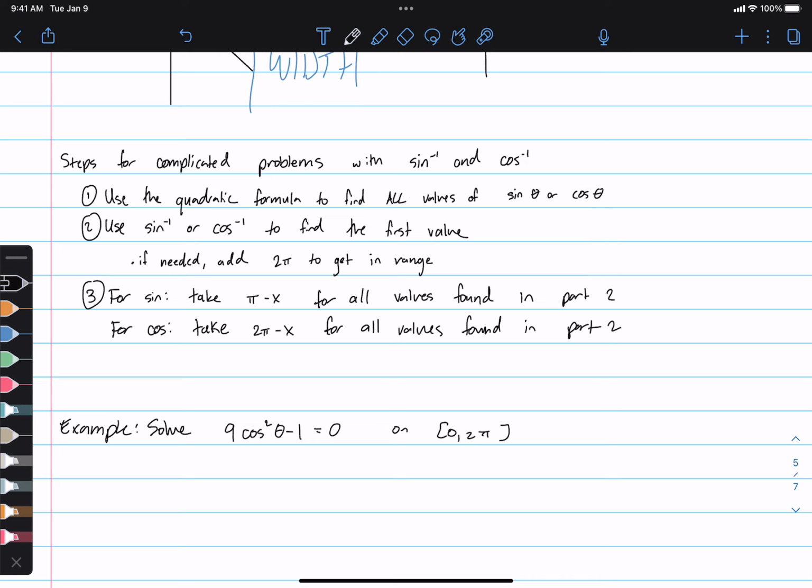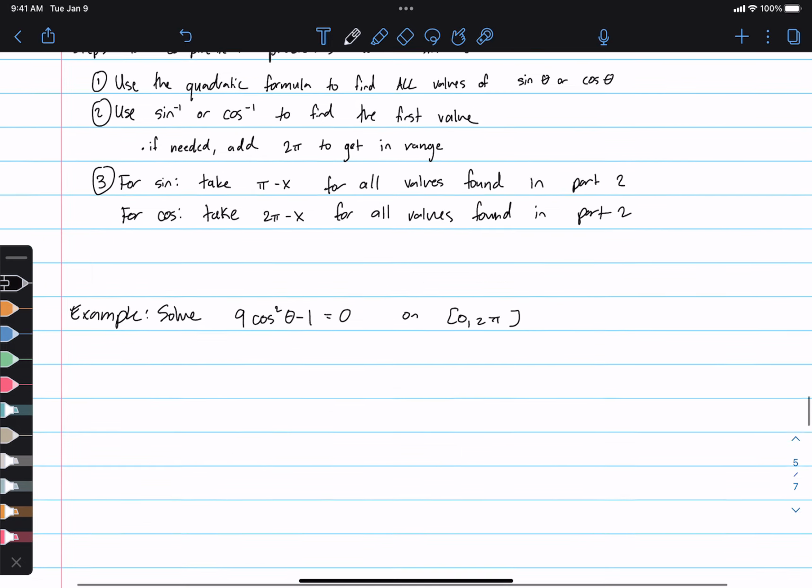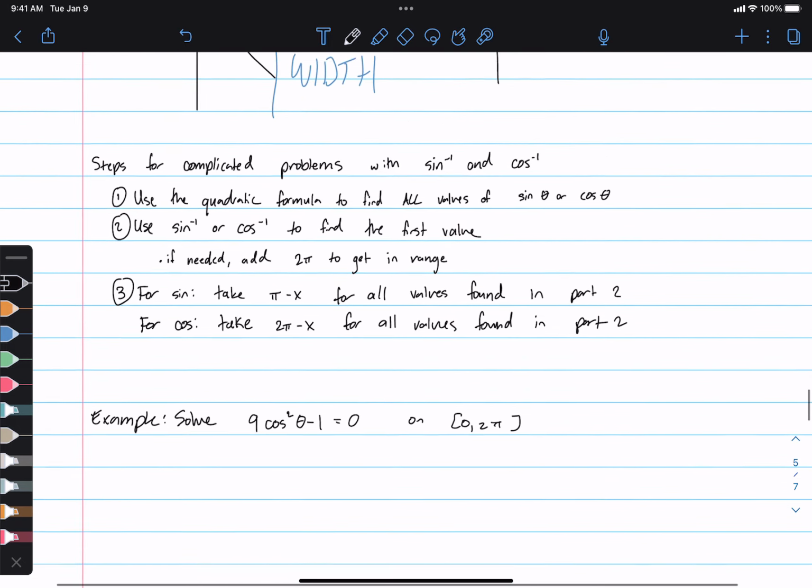We're going to use sine inverse or cosine inverse to find the first value. And if needed, we're going to add 2 pi to get in the range of our unit circle. So for sine, we're going to take pi minus x for all values found in our previous part. And for cosine, we're going to take 2 pi minus x for all values found in the previous part. That might sound like a lot, so I'm just going to go through an example. So keep this in mind.